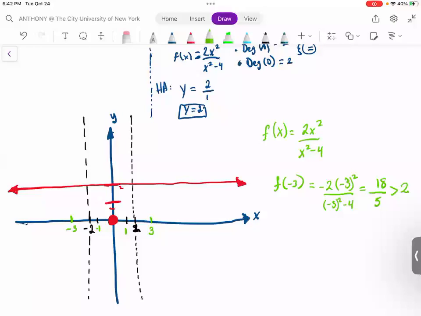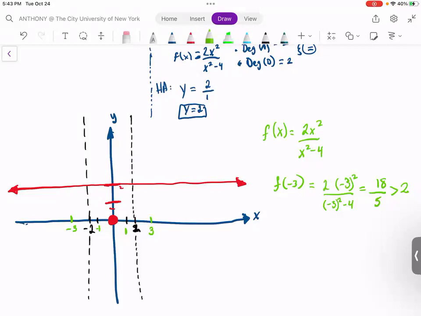Say again? No, there's no mistake here. It's good. Sure. Yeah, it's 18 over 5. I said 8. Oh, because I put... Oh, it was just a little glitch. No biggie. I changed it.